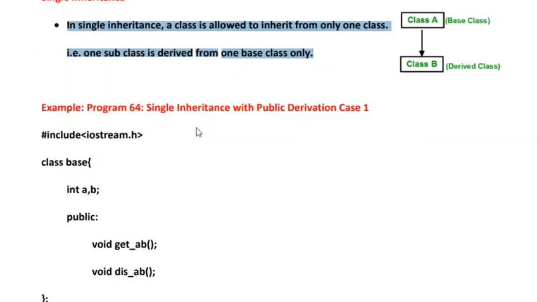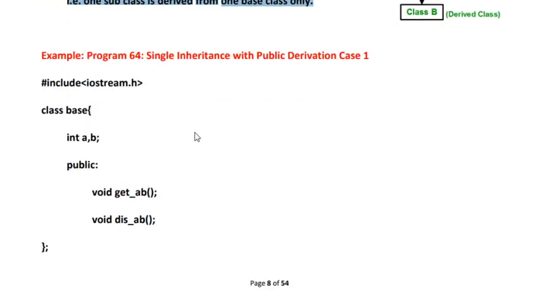Now let us try to understand single inheritance with the help of examples. This is the first example wherein I have a base class by the name base. The base class has data members and member functions. The data members are placed in the private section of the class and the member functions are placed in the public section of the class. The data members are A and B and the member functions are getAB and displayAB.